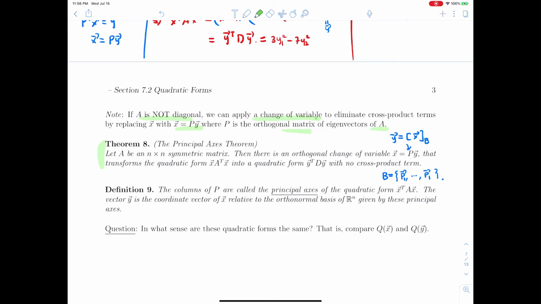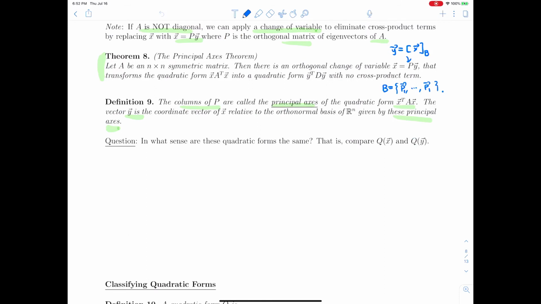Now, we call the columns of P the principal axes of the quadratic form, and the vector y is the coordinate vector of x relative to the orthonormal basis of Rn given by these principal axes. In other words, relative to your principal axes, x has coordinates y1, y2 through yn. We're going to see the geometric meaning of the principal axes pretty soon. But before we do that, let's analyze why a change of variable gives you the same quadratic form.